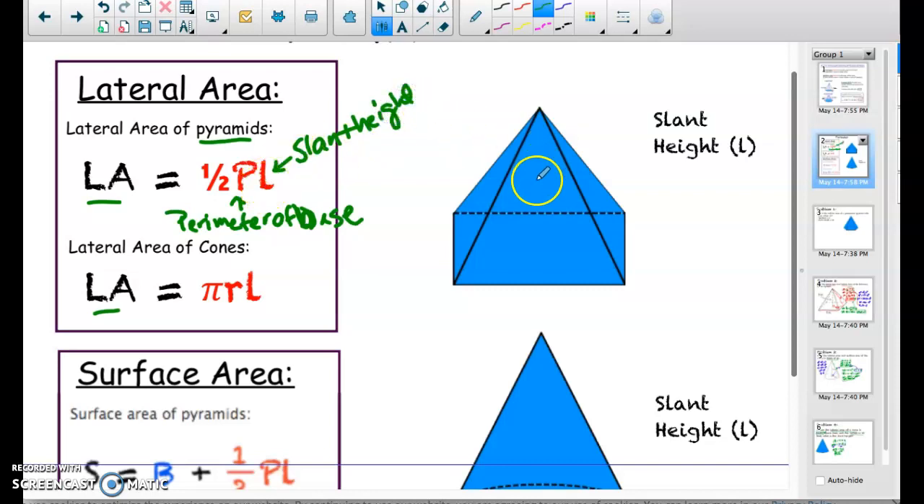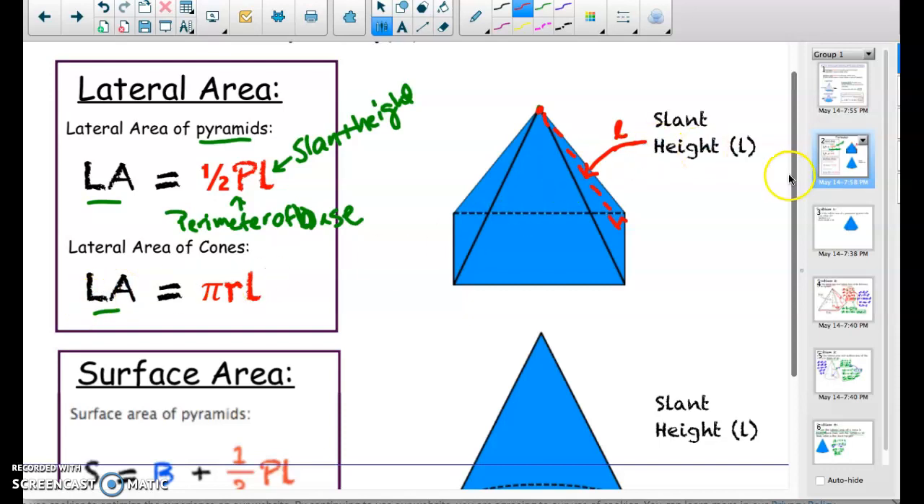Now, slant height is a measurement from this peak. If I were to slide all the way down the face of this pyramid, perpendicular to the base, that measurement is the slant height. That dashed line right there would be the slant height, and it is represented with an L, a lowercase or cursive L. And this is the formula for just the sides only, so just those triangular faces. Another way to do this could be that you find the area of each triangle and then add the areas together. That would be fine also.